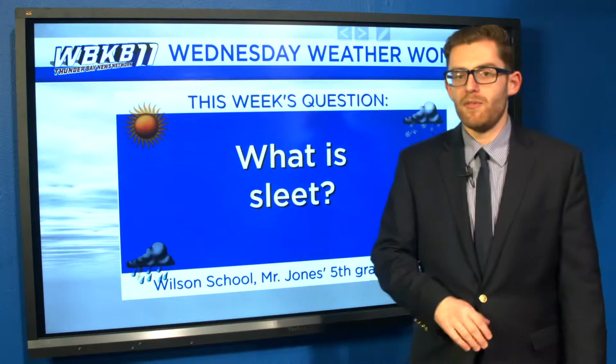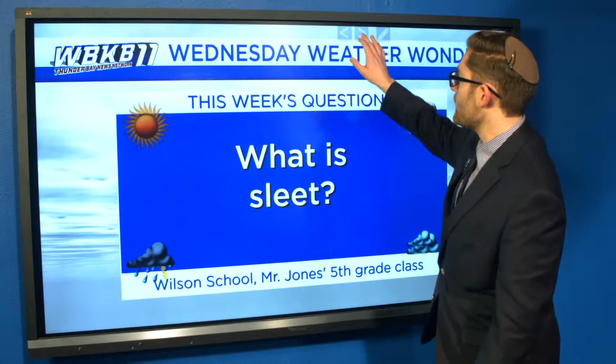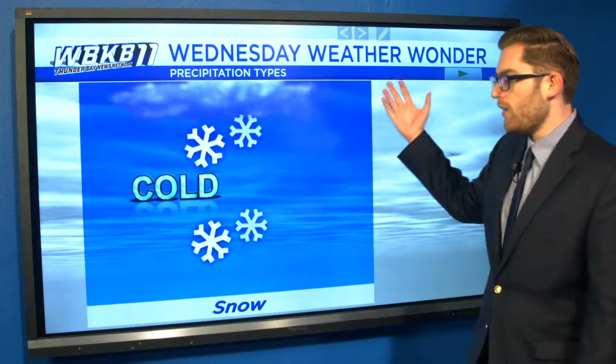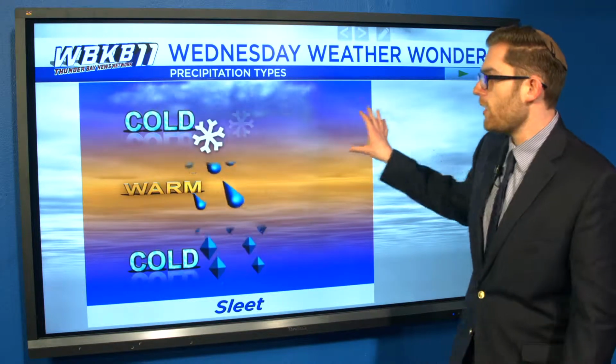Thanks for sending in that question. This week's question comes from Mr. Jones' 5th grade class at Wilson School asking, what is sleet? So we're going to take a look at the different types of precipitation that we can see throughout the winter, and snow is fairly straightforward. The entire atmosphere from the height of the clouds down to the surface is cold, well below freezing, allowing snow to reach the surface.